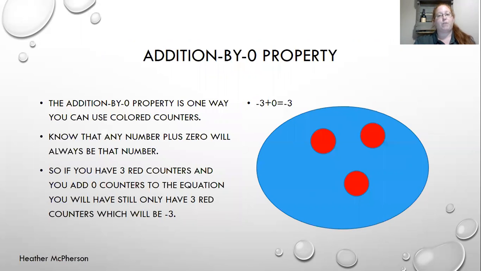Looking at the addition by zero property, it's just one of the ways you can use colored counters. First, you need to know that any number plus zero will always be that number. So if you have 3 red counters, which remember the red are negative, and you add 0 counters to the equation, you're going to still have 3 red counters, which will be -3. So -3 plus 0 is always going to equal -3.